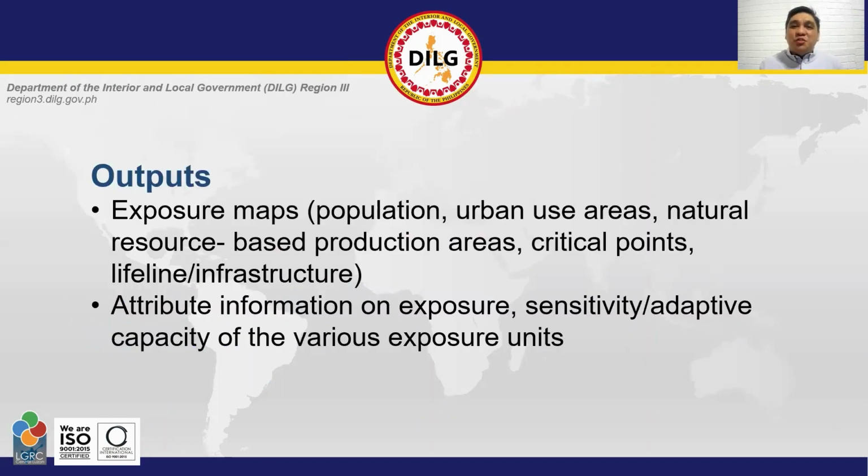The outputs in this stage of the process are exposure maps for the elements at risk, namely population, urban use areas, natural resource-based production areas, critical point facilities, lifeline utilities, or infrastructure. Second is the attribute information on exposure, sensitivity, and adaptive capacity of various exposure units. Take note that for step 3, we will only discuss how to generate exposure maps and attribute information on exposure. Sensitivity and adaptive capacity will be covered in step 4.